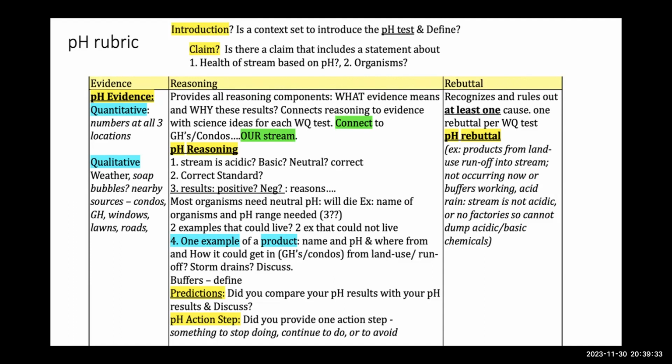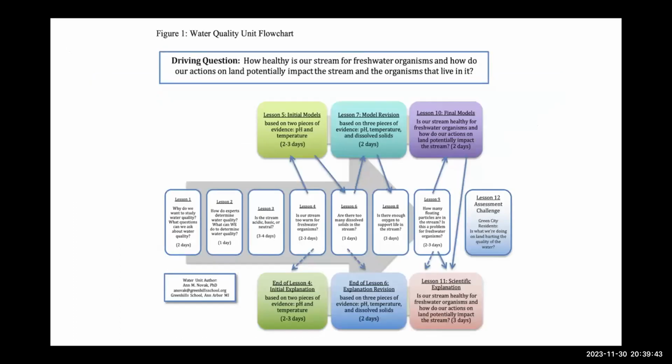Yeah, I have it spelled out here for me. So what I do is I have them write explanations for pH and temperature, and then I give them feedback. And then we add to that explanation as we do the other tests. So we add the explanation for dissolved solids, and then we add for oxygen. And in the end, we have a pretty long explanation.